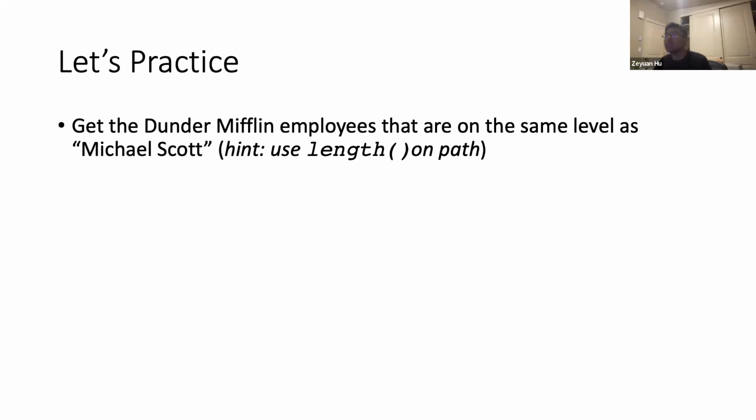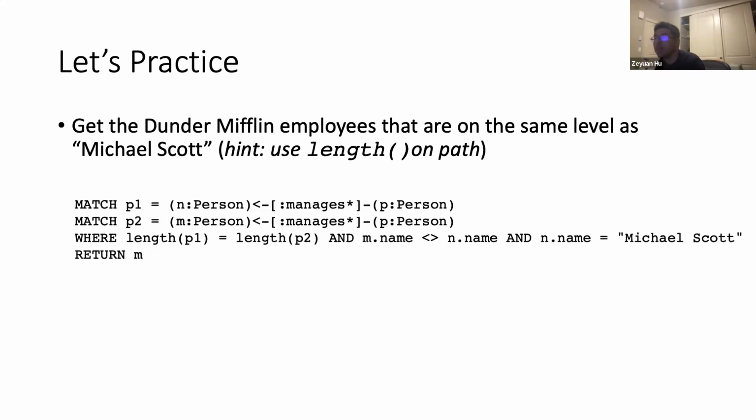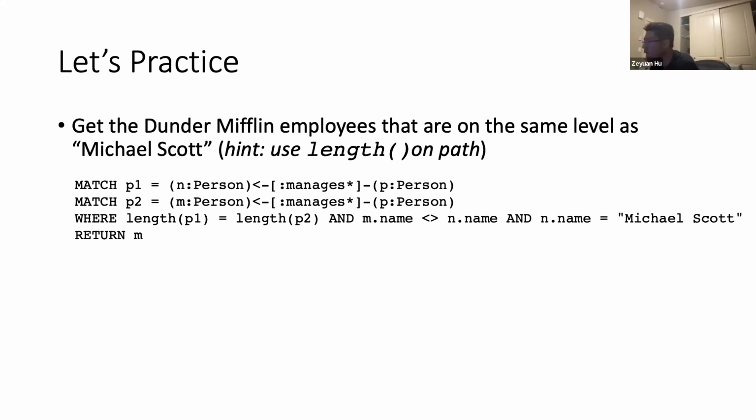Okay, so let's take a look at this query. Suppose we have this match. We have two match blocks here. One is called P1, where n Person matches P Person, and then we have P2, where n Person matches P Person. Then we have a WHERE clause where the length of P1 equals the length of P2, and n.name is not equal to p.name, and n.name equals Michael Scott. Then we return it.